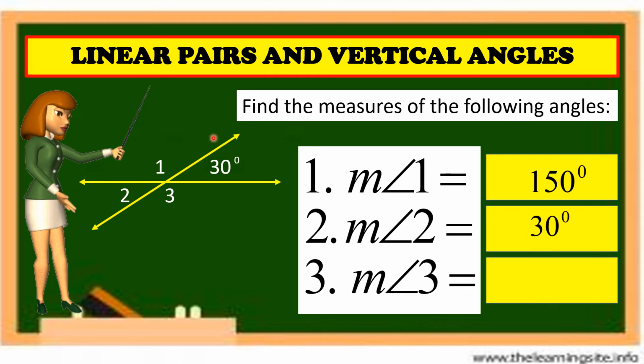How about the measure of angle 3? Angle 1 is congruent to angle 3 because vertical angles are congruent. If this is 150, this is also 150. So what is the measure of angle 3? The measure.